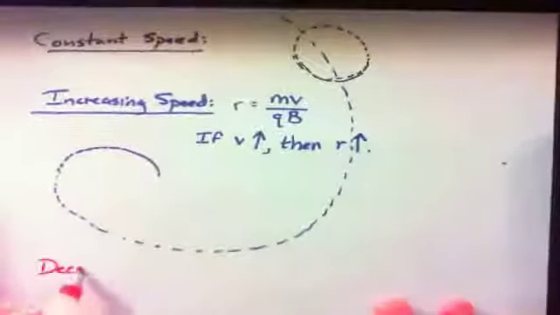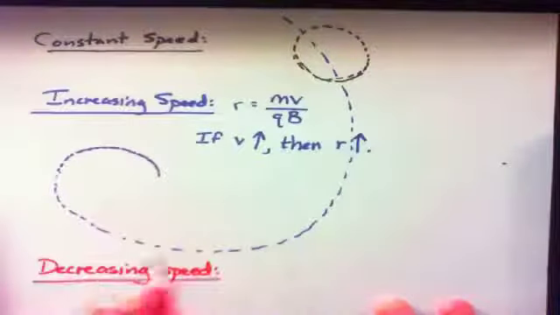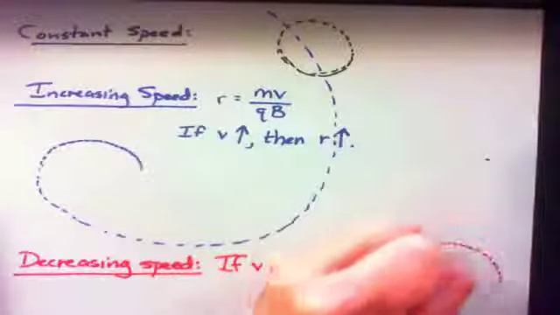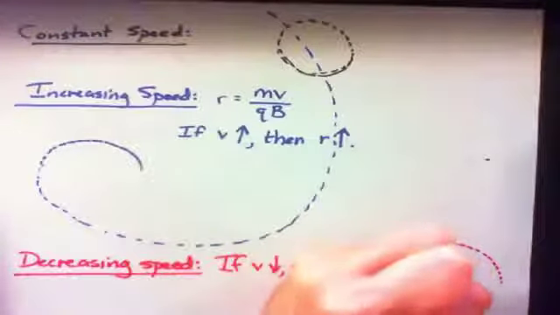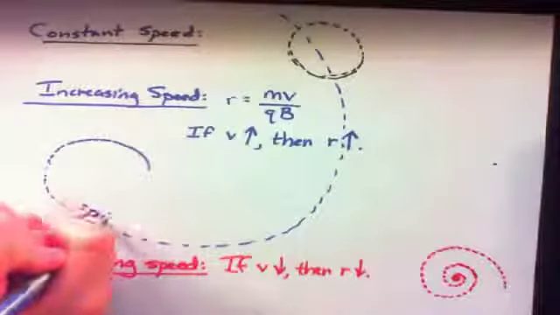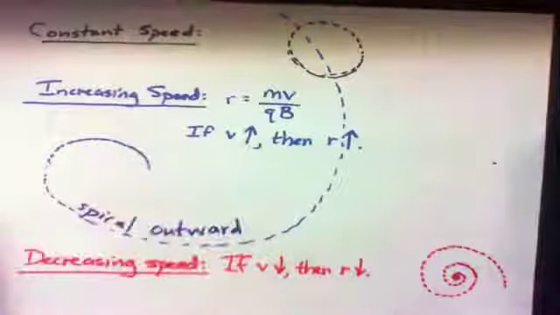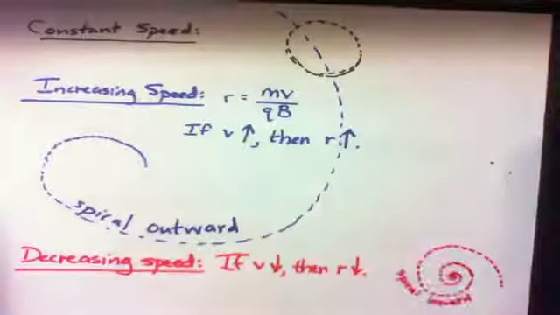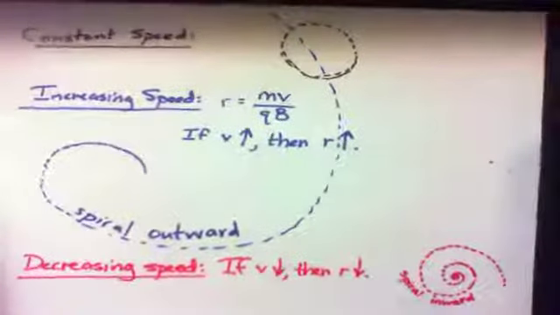Now, in the other case, if there's decreasing speed, well, that means v is getting smaller and smaller. If v is getting smaller, r is getting smaller. The radius of the path is getting smaller and smaller, and it spirals inward until, if v gets to be 0, the radius is 0. And it just stops and sits there.